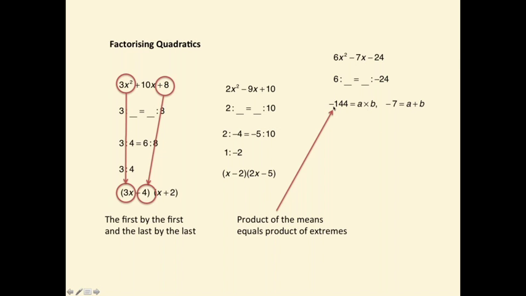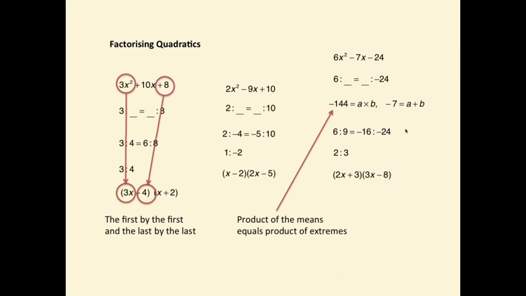So now we're looking for two numbers whose sum is minus 7 and whose product is minus 144. And 16 and 9 are involved there. If this works, yes. 6 is to 9 as minus 16 is to minus 24. So the formula has helped us solve, or factorize, this quadratic.